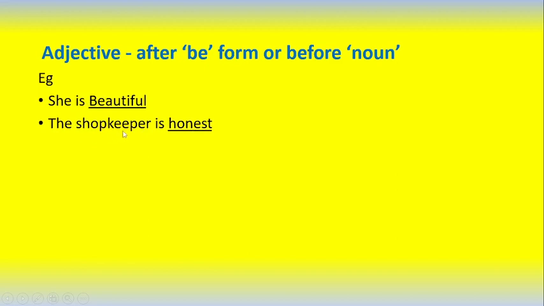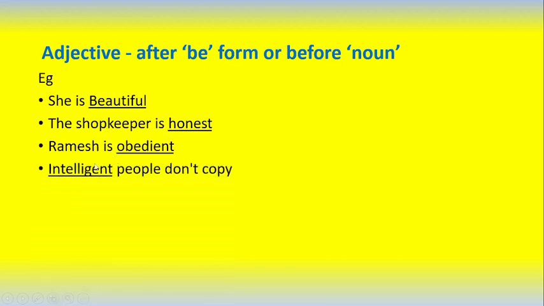Again, shopkeeper is a noun here. Is is a be form of verb and it is used after the be form. Honest, here also the same thing. Ramesh is obedient. Okay, it is used after the be form. Intelligent people. Here intelligent people is a noun phrase, so intelligent is an adjective. It is used before the noun. Intelligent people don't copy.